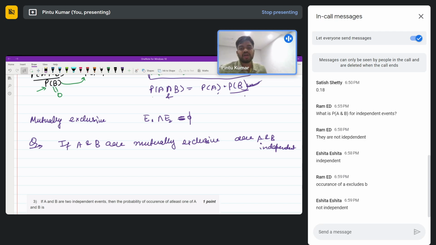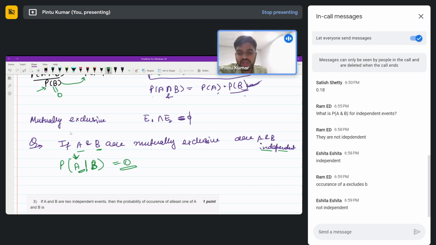Yeah, so the correct answer is that they are not independent. In fact, this is totally opposite of independence. Mutually exclusive means that A and B can't occur together. So if you are given B and you want to calculate A, this is always 0, because if B has occurred, A can't occur. That means the event of B happening is impacting A a lot. So they are not independent, but totally opposite of independent.